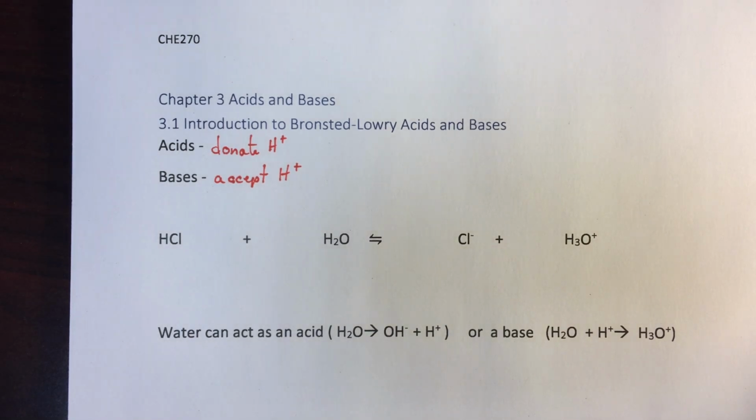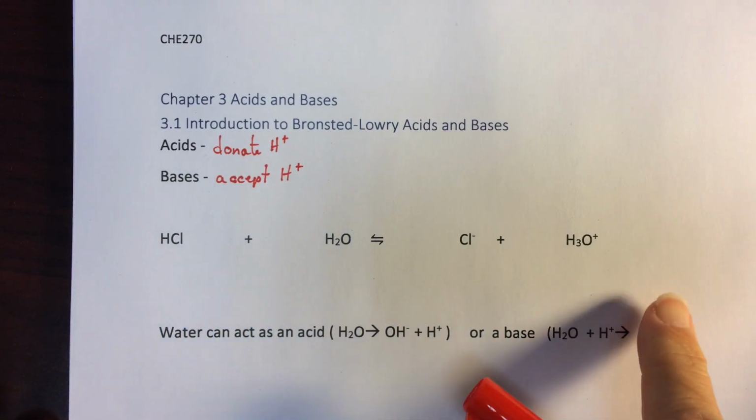So here we are at acids and bases. So we want to first define acids and bases. Acids are things that are going to donate hydrogen ions or protons, and bases are going to accept those hydrogen ions or protons. Below we have a chemical reaction written out.